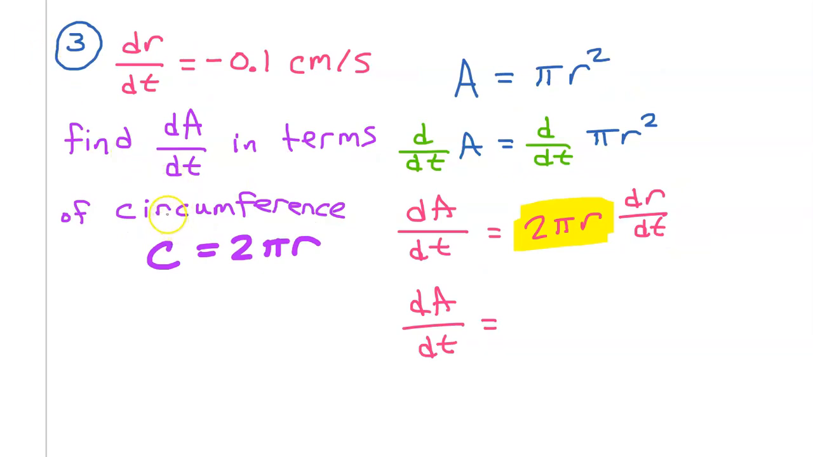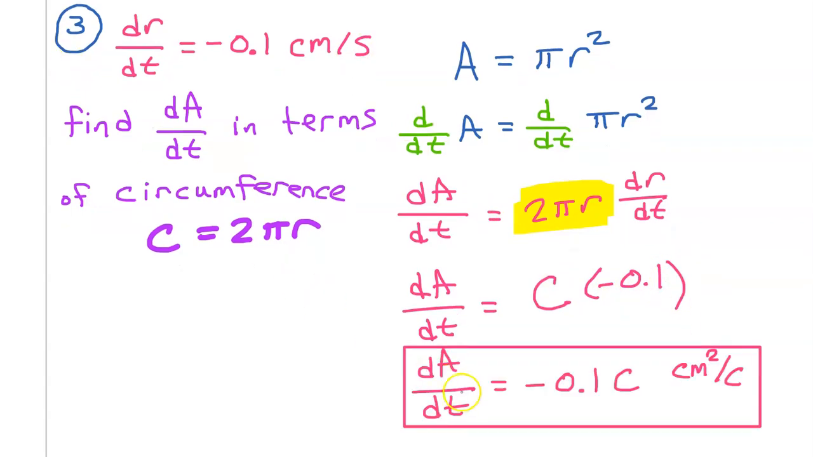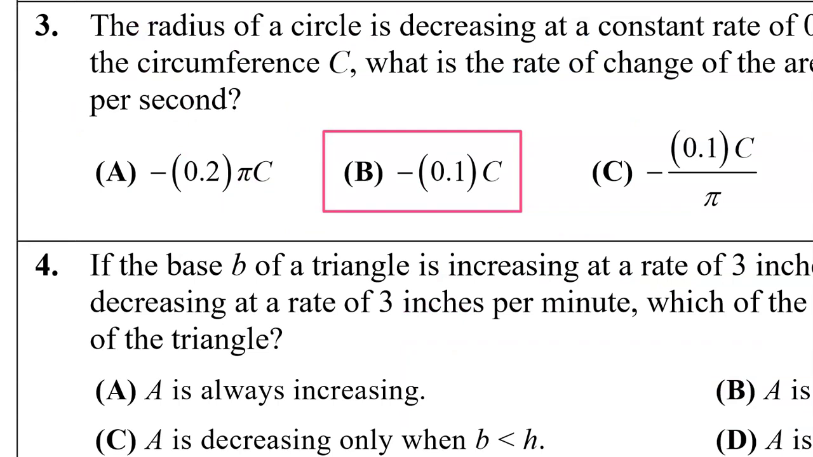But remember that we are supposed to find dA/dt in terms of circumference. And we know that circumference is 2πr. Notice that we have 2πr right here, so we can write circumference. Also, we know that dr/dt is equal to negative 0.1 centimeters per second, so we can make that substitution as well. So the final answer is that dA/dt equals negative 0.1 times the circumference. So that means the answer is B.